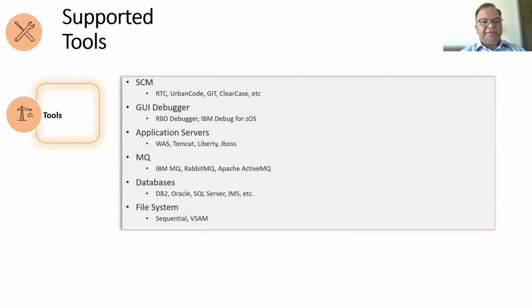Okay. Next is supported tools. So this was all about RBD. Now, let's say you have a lot of programs. We cannot maintain them just by keeping them locally on the system. Now we need some SCM which can take care of the source control operations. So RTC, which is also known as Rational Team Concert, now called EWM, Urban Code, and Git. We have recently introduced support for Git also, ClearCase, etc. So a lot of SCMs are available.